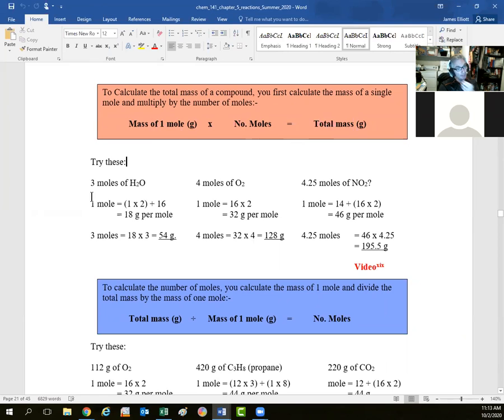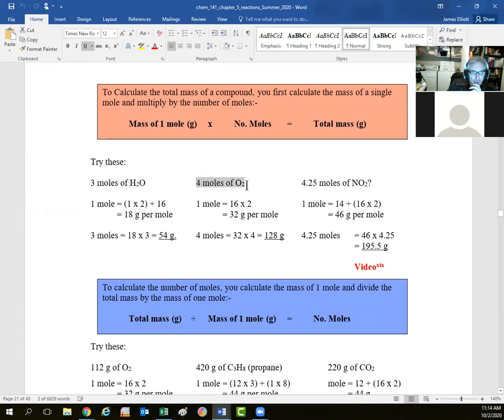So for example, looking for 3 moles of water, just taking off the periodic table those masses, 1 gram rounded down for hydrogen times 2, 16 grams for oxygen rounded up, so that's 18 grams per mole. Our target is 3 moles, so 3 times the 18, that's 54 grams total.